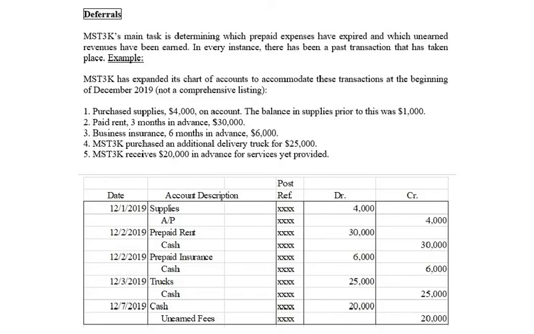All right, so first up is deferral. So we'll go over the specifics of how these work. Again, the main task of the business here is determining which prepaid expenses have expired and which unearned revenues have been earned. It's as simple as that. In every instance, there's been a past transaction that's taken place. So that's the good news here. It's very easy to figure out what your deferrals are.